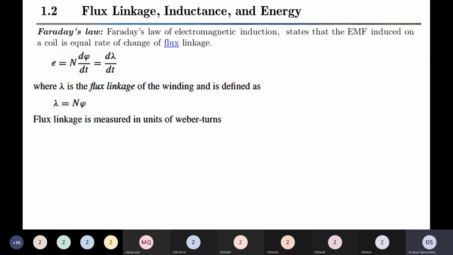And the unit of flux linkages is very simple, Weber turns. Weber for the flux and turns for N, that is the number of turns. So lambda is equal to N phi, and the unit is Weber dot turns, or Weber multiplied by turns, Weber turns.